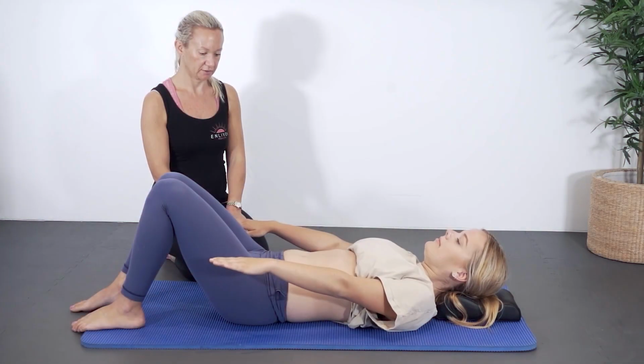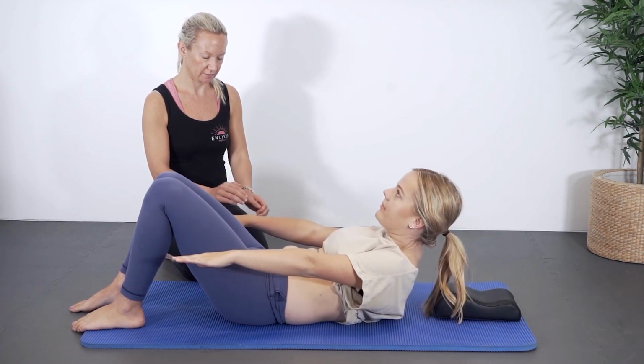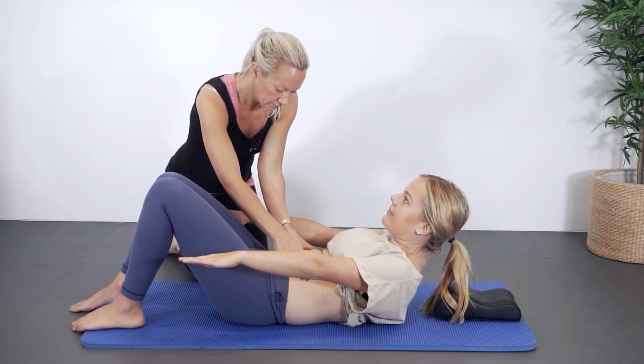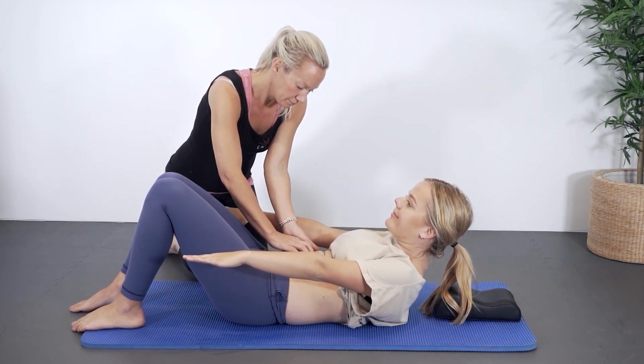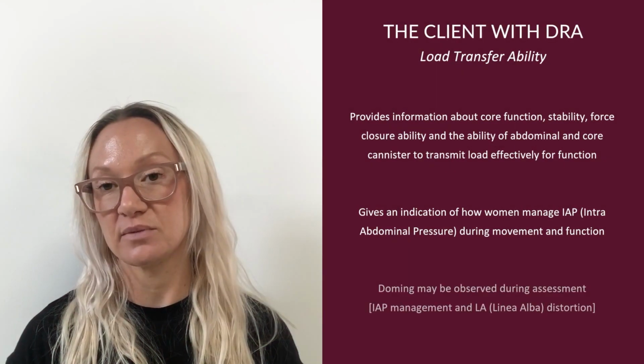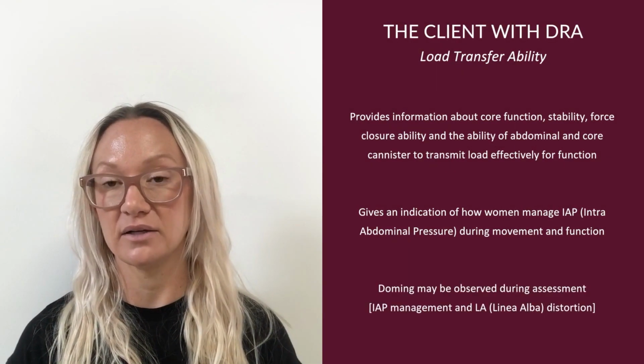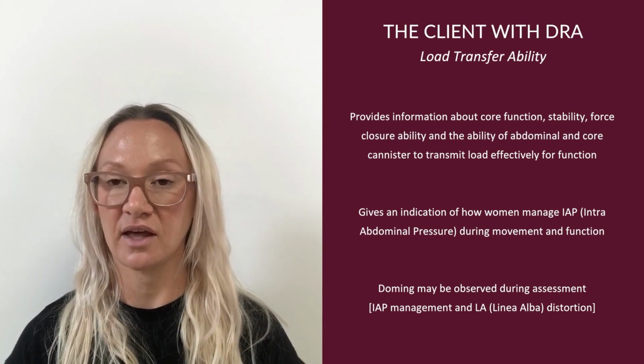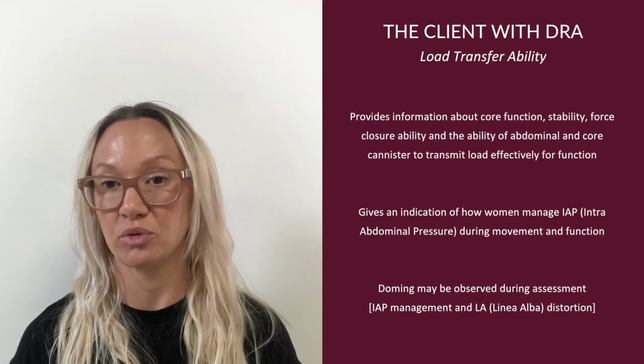So now we've had a look at the interrectus distance at rest. What we want to be looking at now is what happens when our client performs an abdominal curl up. So we might note that some doming occurs through the midline. So again, that is mismanagement of intra-abdominal pressure more often than not.